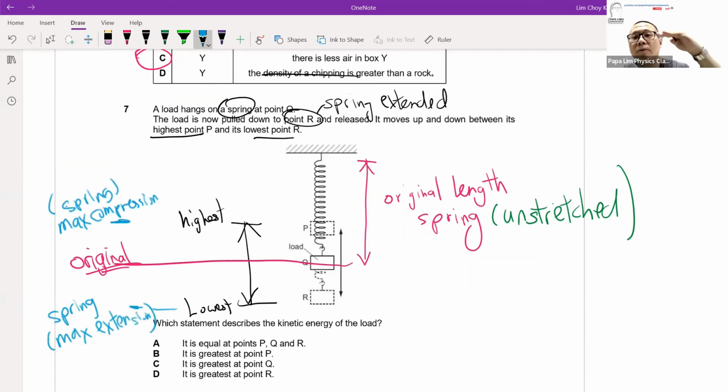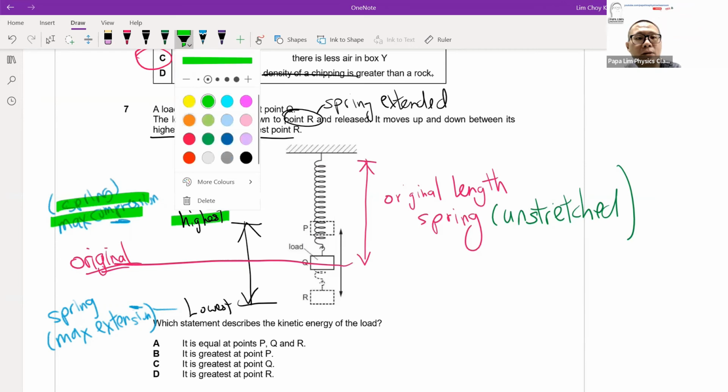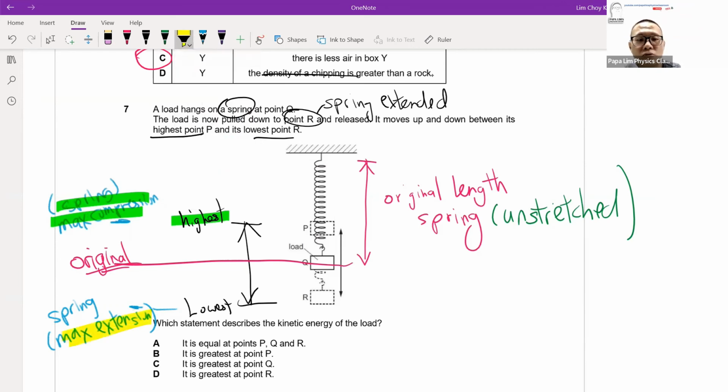Usually when we talk about oscillating, there are 3 points that you need to take note of: the original length, followed by the maximum compression, and followed by the maximum extension. The maximum compression is always paired with the highest point in the oscillation. The maximum extension, the most stretched position, is always paired with the lowest point. Between these two, the highest and lowest, will be the original length.